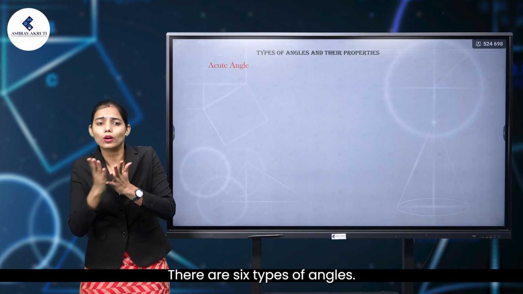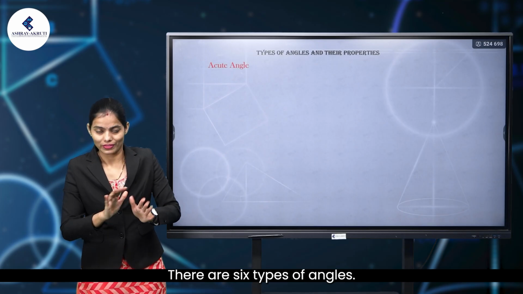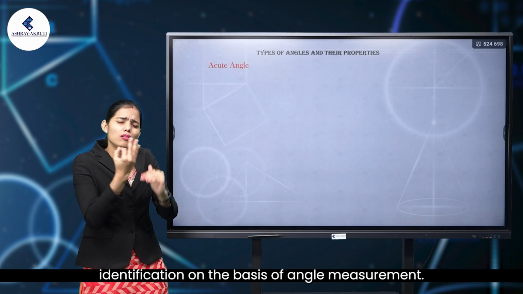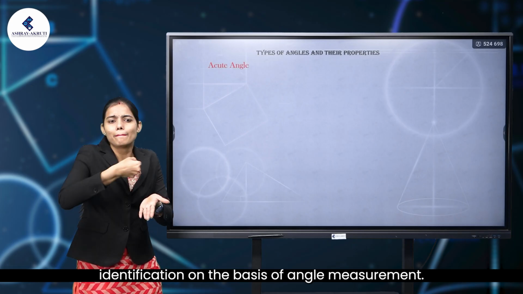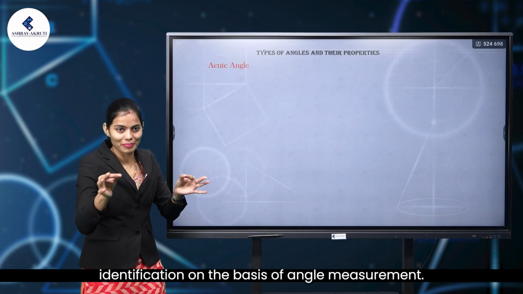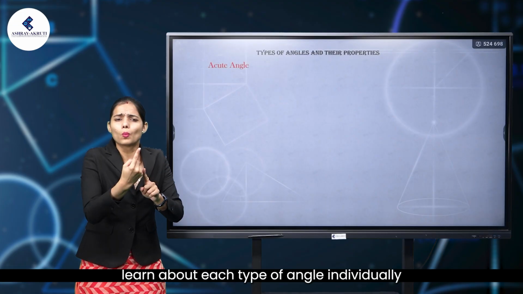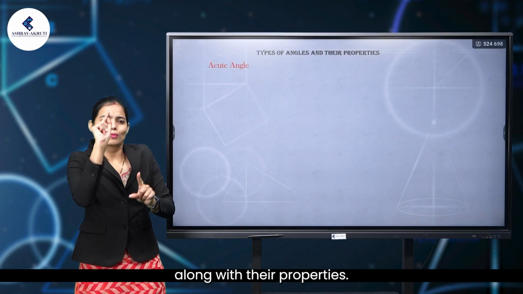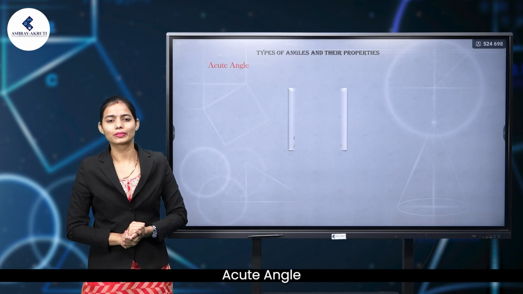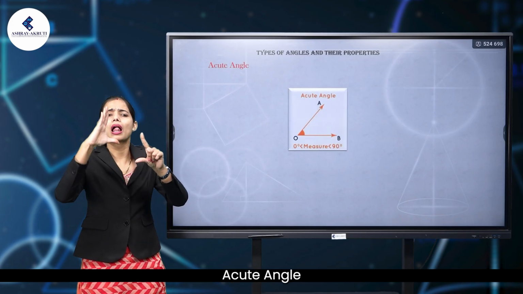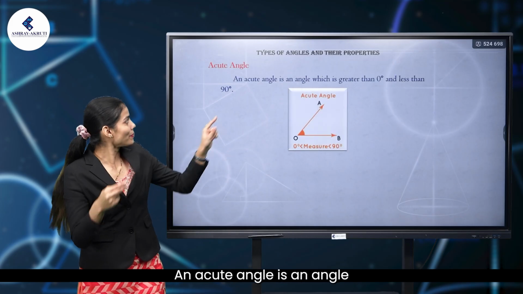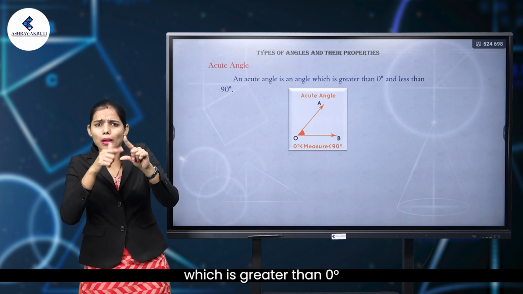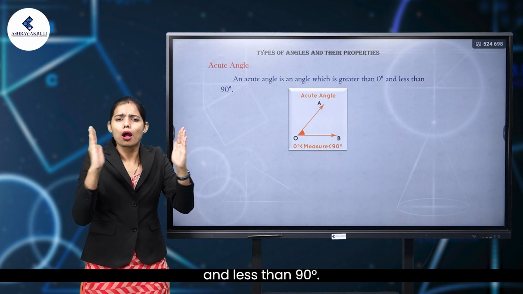Now, let us see types of angles and their properties. There are 6 types of angles. Each type of angle has a unique identification on the basis of angle measurement. Let us learn about each type of angle individually along with their properties. Acute angle. An acute angle is an angle which is greater than 0 degree and less than 90 degree.